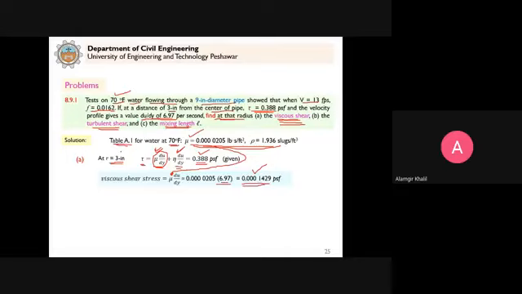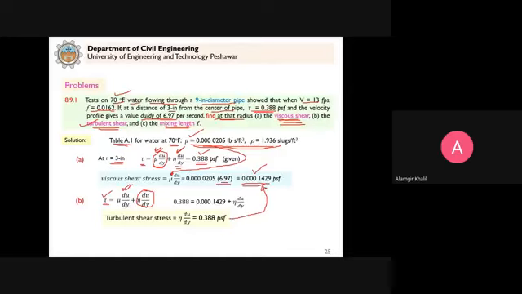Now we know the total shear stress and we know the viscous shear stress, so the next part we can easily solve. The total shear stress is given to us, and the viscous shear stress we just calculated. Now we can easily calculate this quantity, which is the turbulent shear stress. It is asked that you calculate the turbulent shear stress. Now you can compare these two in the total shear stress: see the effect of the viscous shear stress and the effect of the turbulent shear stress.